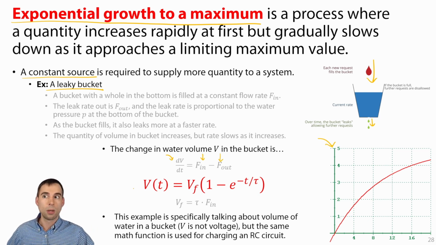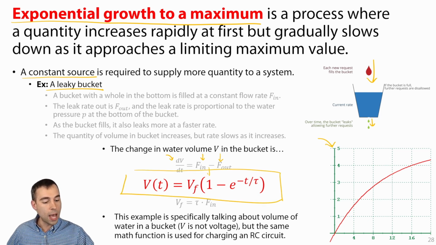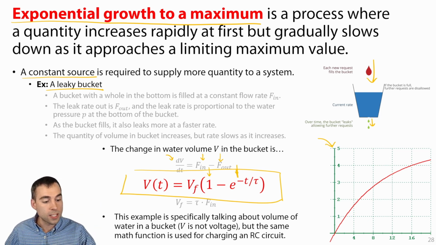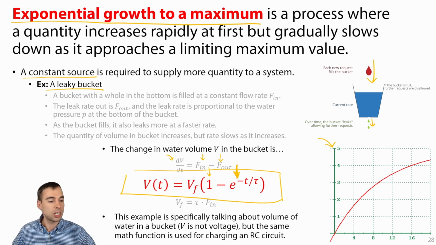And what we would see for the equation that models this growth to a maximum, you will always have a 1 minus some exponential term. Essentially, we'll have a maximum value minus some term that changes with respect to time and gets smaller and smaller with respect to time. This e to the negative power is like an exponential decay. So we will have a maximum minus a decaying function until we eventually reach a maximum value, essentially. And so while I chose to use this bucket as an example of a growth to a maximum, this is also the type of behavior that we see in a lot of other physical systems, including the charging of an RC circuit.